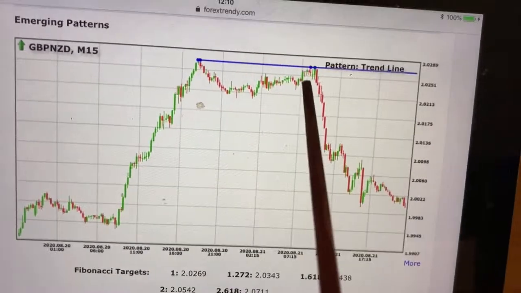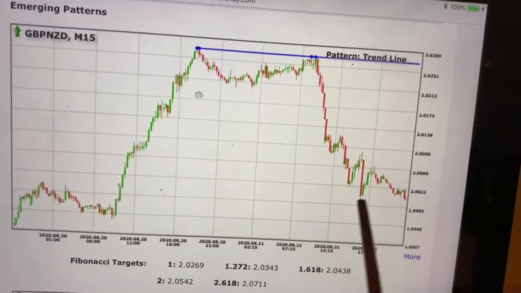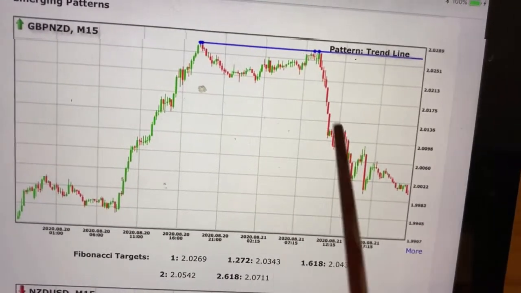Your take profit should be the next line. It's coming to touch the next line. Look at all the profit you would have taken, all the pips you would have eaten.